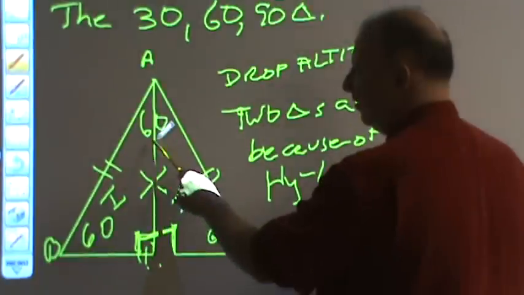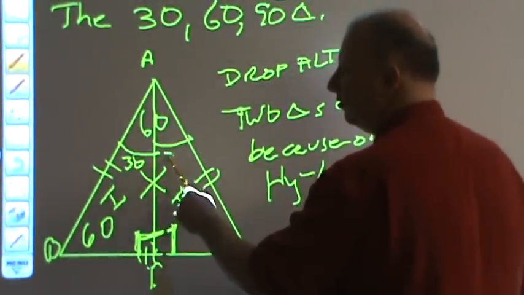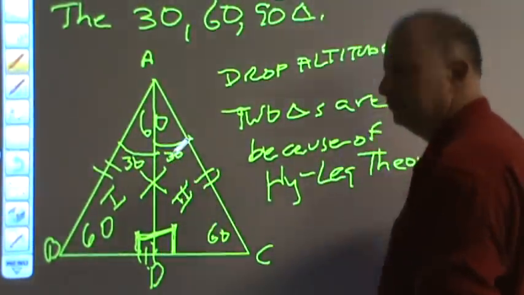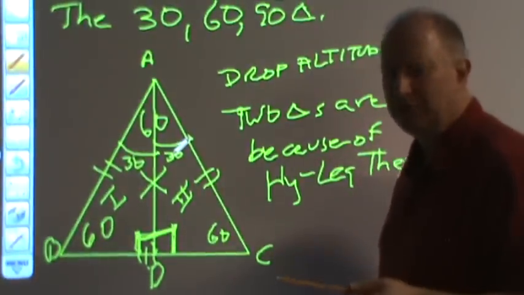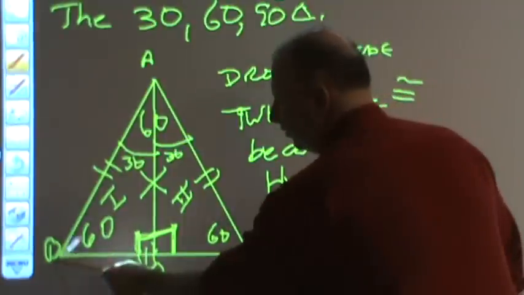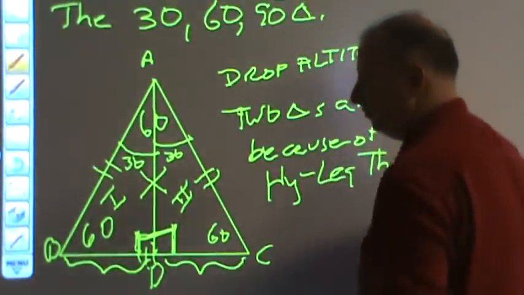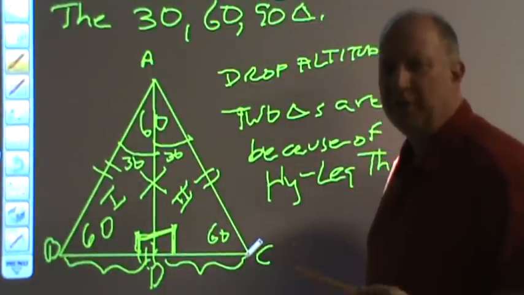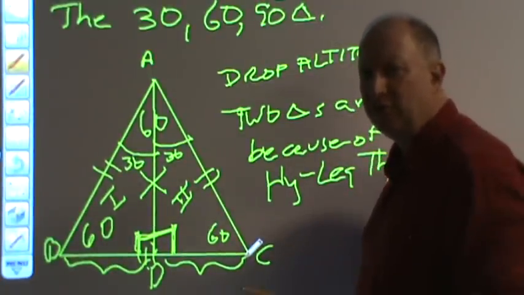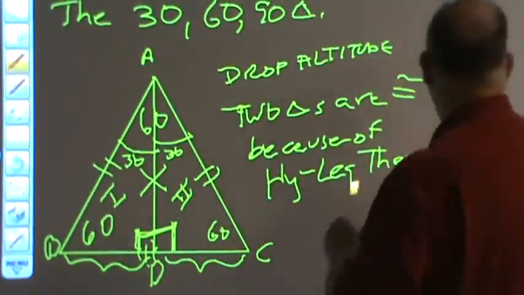If triangle one happens to be equal to triangle two, can I say this angle and this angle are each 30 degrees? The answer is yes, because corresponding parts of congruent triangles are congruent. Can I also say that this piece is equal to this piece? Again, if the two triangles are equal, corresponding parts of congruent triangles are congruent. Now let's look at this fascinating thing even closer.